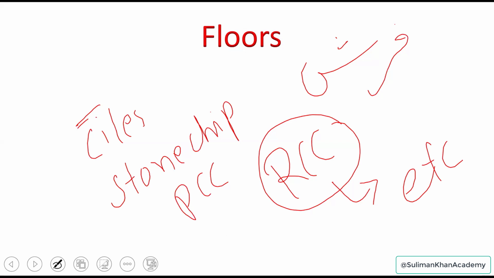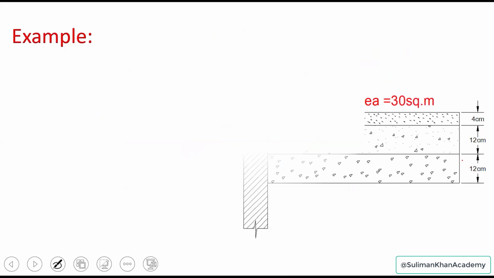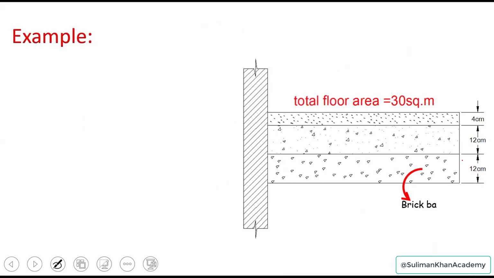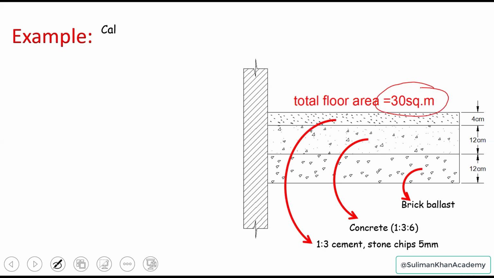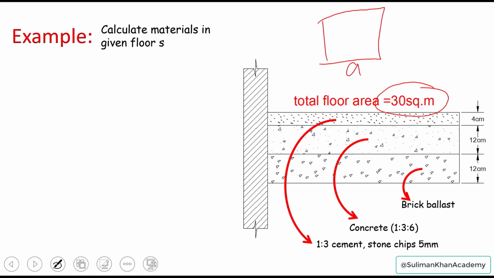So let's move ahead. Let's say we have a very simple section of a floor whose area is just 30 square meter. This is the total area. You can consider a room maybe, which is AB. Now A times B is the same thing as 30 square meter. So the section is given and we are asked to calculate materials for the given floor section.